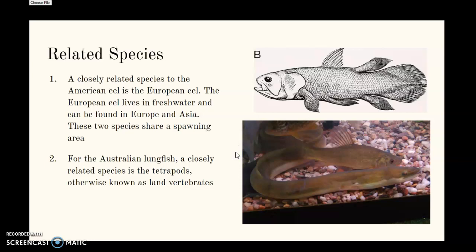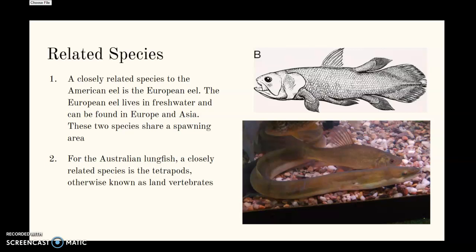Now we're going to look into these species that are related. So they're closely related species to the American eel, there is not a lot of options for the American eel to have any relatives other than the European eel. The European eel and the American eel actually share the same spawning area, and so they are very similar in traits, the similar phylums, and all that stuff. The European eel also lives in freshwater, but they can be found in Europe and Asia.